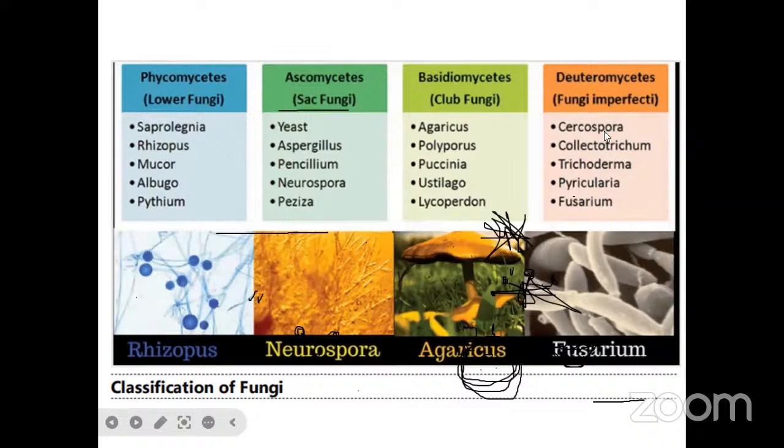We have studied Cercospora under the Deuteromycotina, tikka disease of groundnut. Cercospora, Colletotrichum, red rot of sugarcane. You know Trichoderma, we are using as a biofertilizer and biopesticide to kill pests. We are using Trichoderma instead of chemical pesticide. We are using Trichoderma and Fusarium as biopesticides.